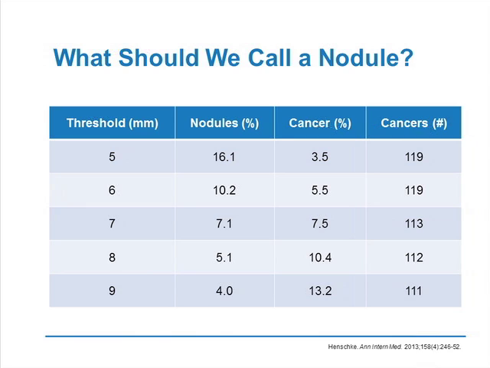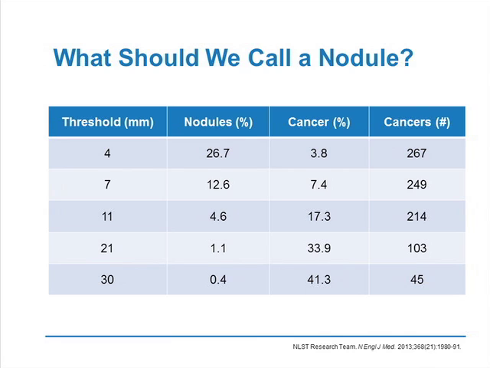What do we call a nodule? Another important question when considering the risk of this program. In the International Early Lung Cancer Action Project, they defined a nodule as anything 5 millimeters in size or bigger. They found that if they had increased that threshold to 9 millimeters, they'd cut the number of nodules found by a quarter, and they would have only missed 7 or 8% of all their cancers.